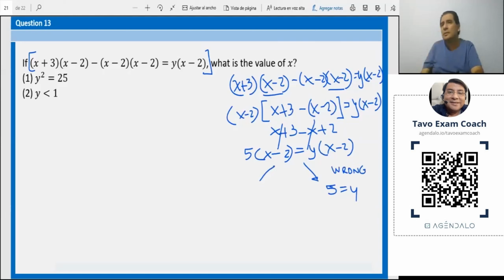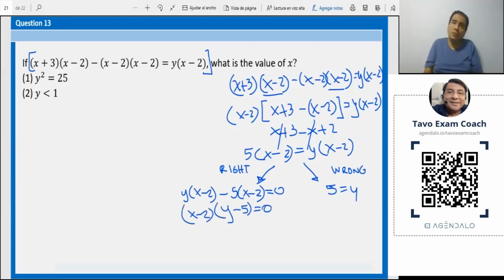What is the right thing to simplify this? Do another difference again. So, y(x − 2) − 5(x − 2) = 0. And factor again: (x − 2)(y − 5) = 0. So you get this equation.